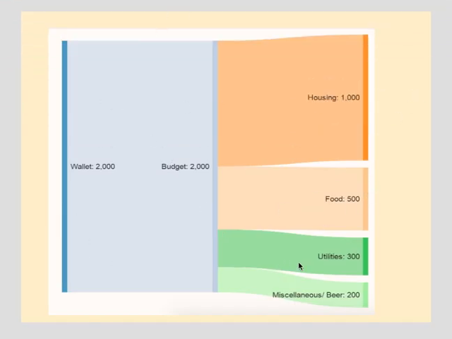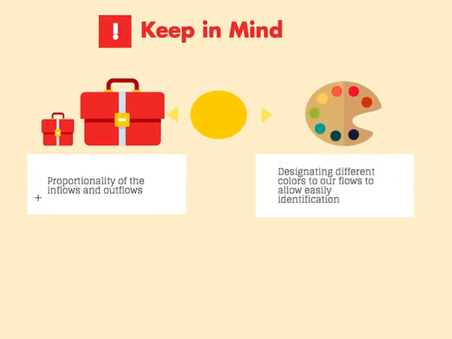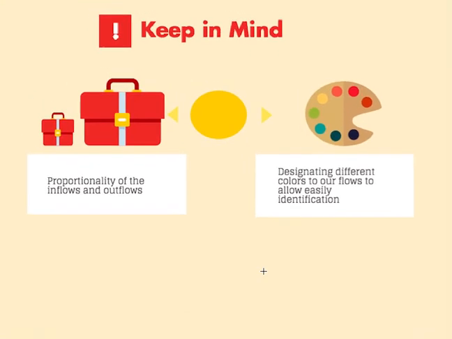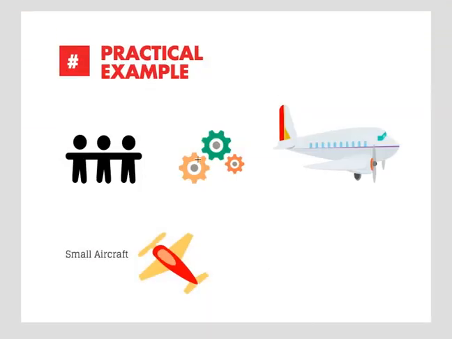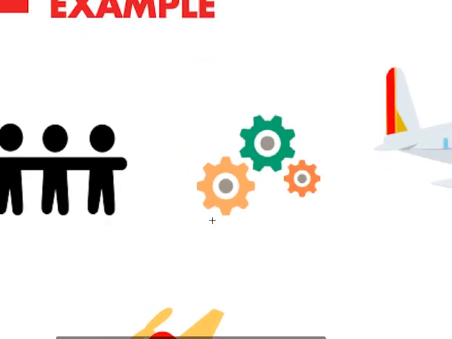Easy, right? Yes, but we need to keep in mind two important things: 1. Proportionality of the inflows and outflows, and 2. Designating different colors to our flows to allow better identification. Now that you learned how to draw a simple Sankey diagram, we can use this tool in a more useful, realistic engineering application. Picture yourself as part of a new team working in a turbofan engine manufacturing company.